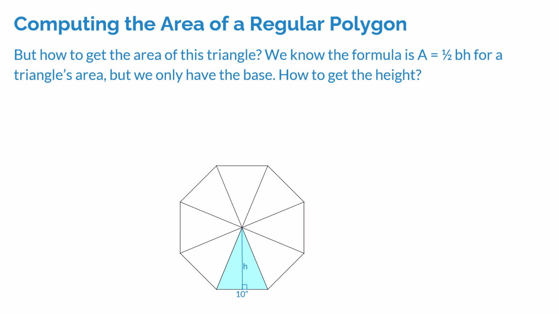But how do we get the area of that triangle? We know its base is 10 inches, and we know to get the area of a triangle we're going to do 1/2 times its base times its height. But how do we get that height?